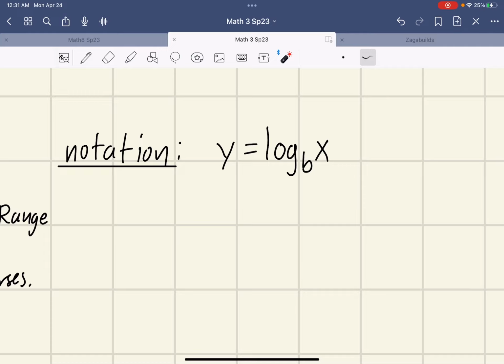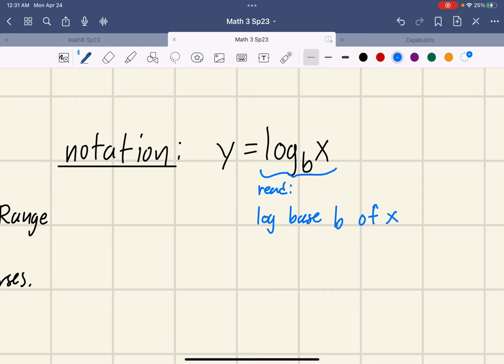When we apply log, the way you would read this is log base b of x. That's how you read this logarithm. Log base b of x. And again, the word log there is just to indicate what type of function we are dealing with.